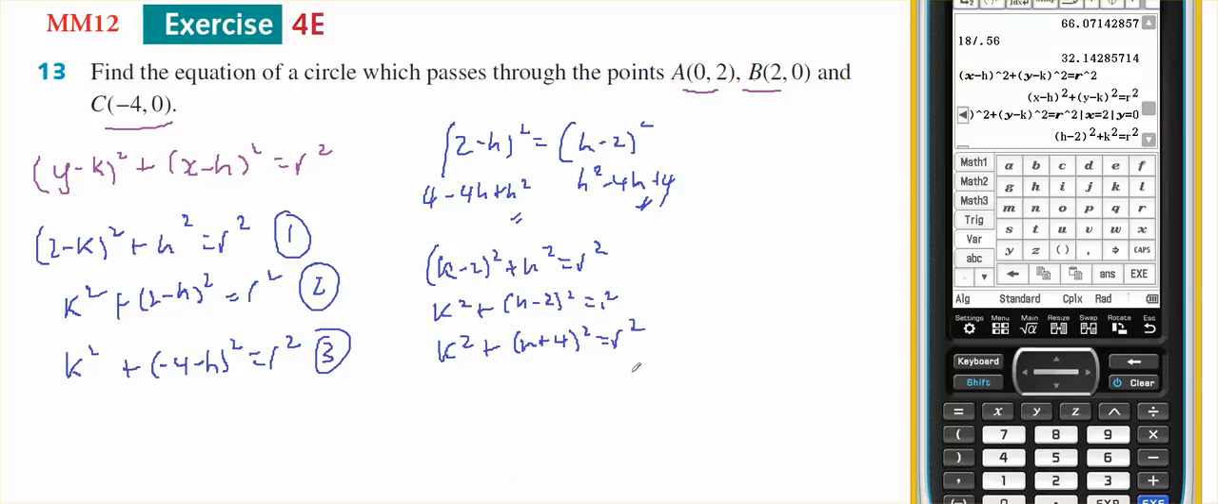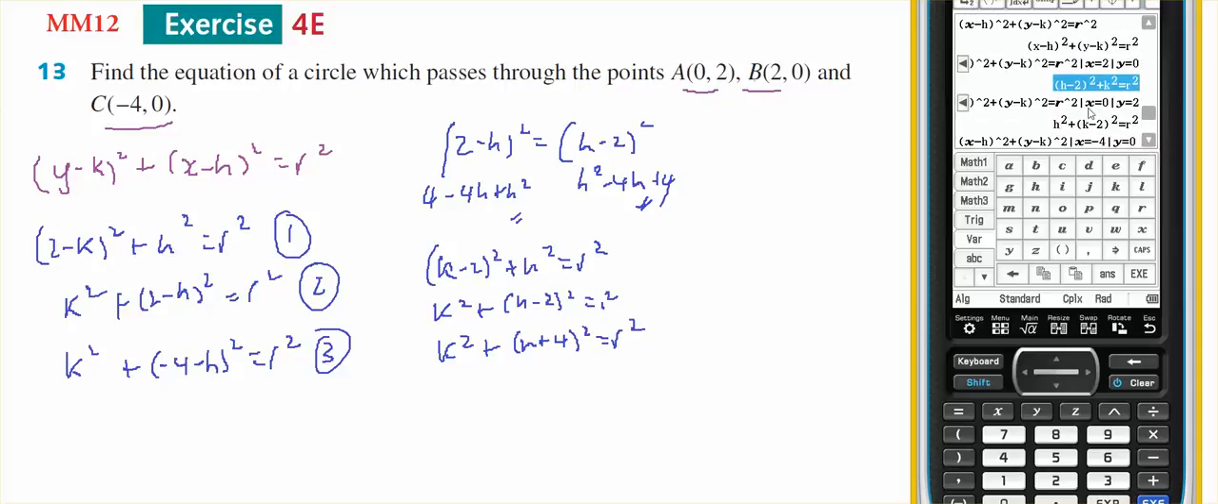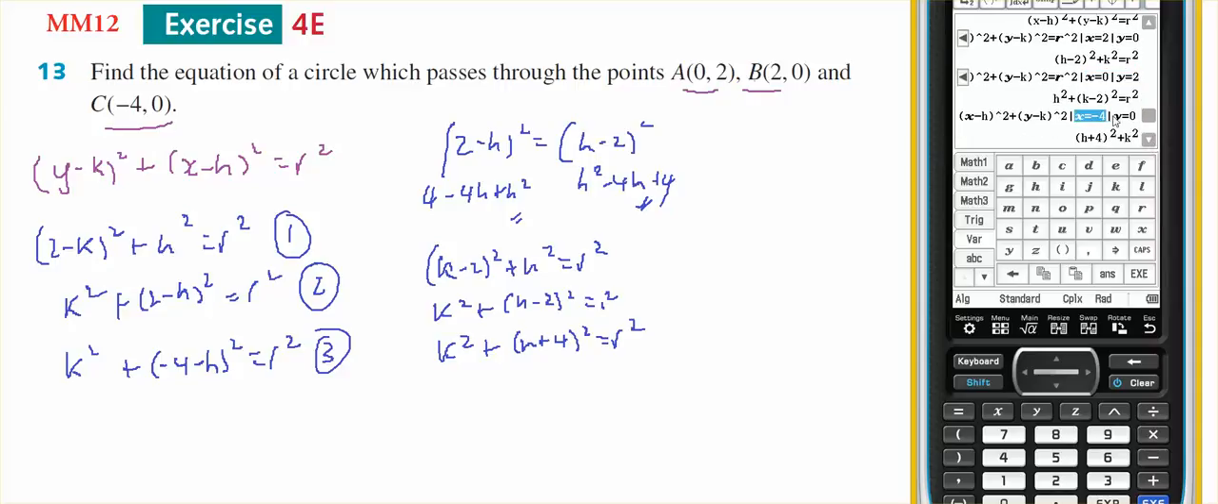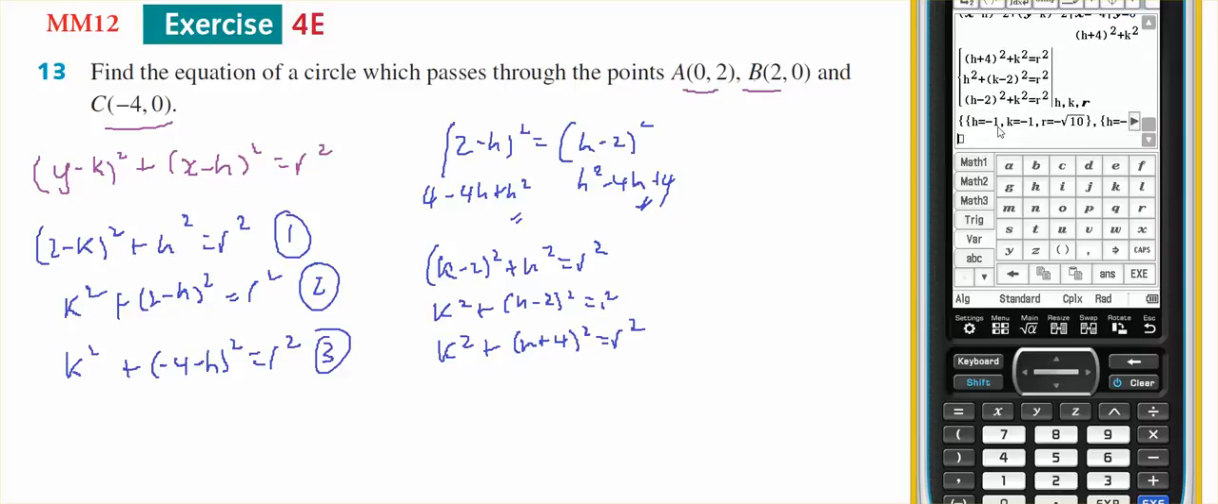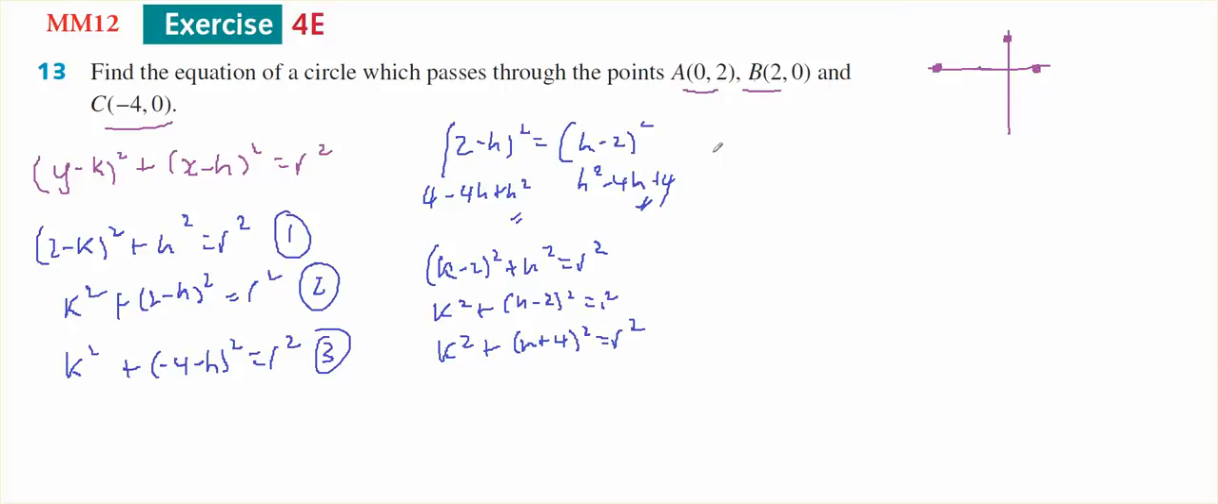Now there's a technology solution to this. I can put my equation in terms of h, k and r. I can make x equal to 2 and y equals 0, which is point B, gives me this equation. I can set the other one, x equals 0 and y equals 2, which is point A. And lastly, I can make x equal negative 4 and y equals 0, which is point C. Put them into simultaneous equations, solve for h, k and r, and I get negative 1, negative 1, and root 10. Which means my equation is (x + 1)², because h was negative 1, plus (y + 1)² equals 10, because the radius was root 10.